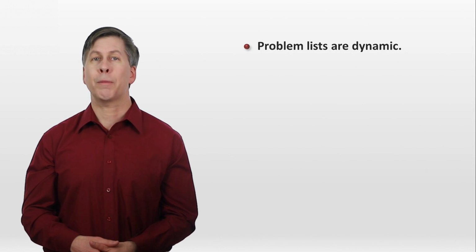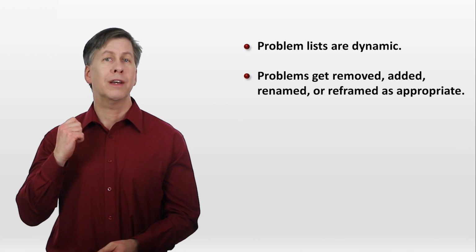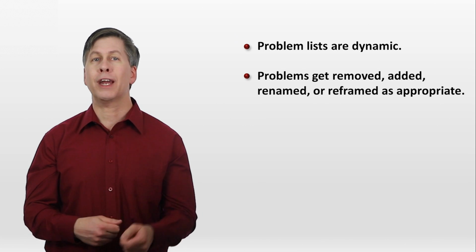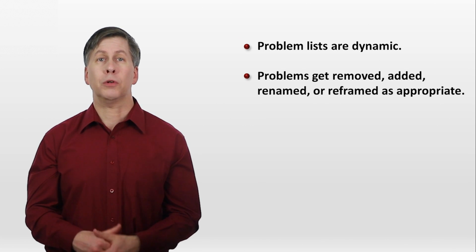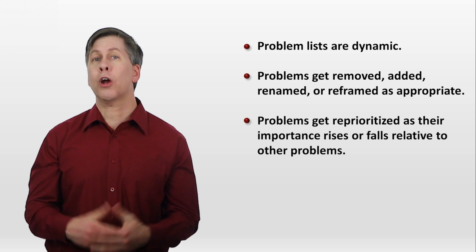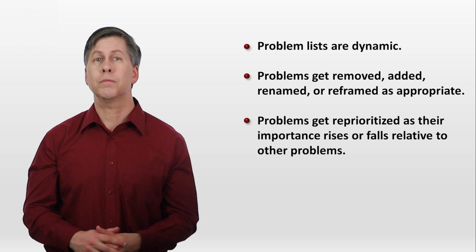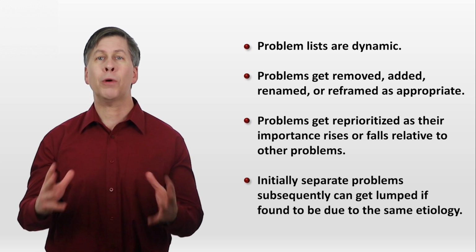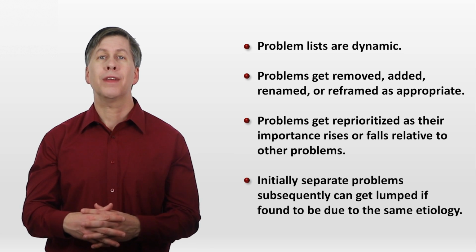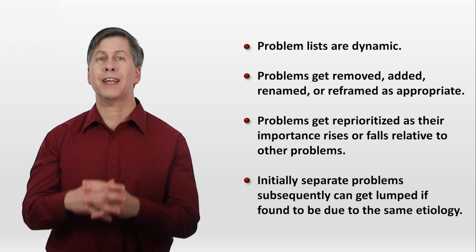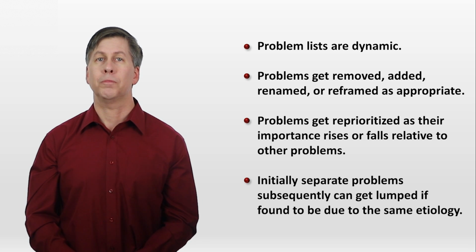The last major point to make about problem lists is that they are dynamic. Problems get removed, added, renamed, or reframed as new information becomes available. Problems get reprioritized as their importance rises or falls relative to other problems. And initially separate problems can get lumped together if it's established that they are due to the same underlying etiology.